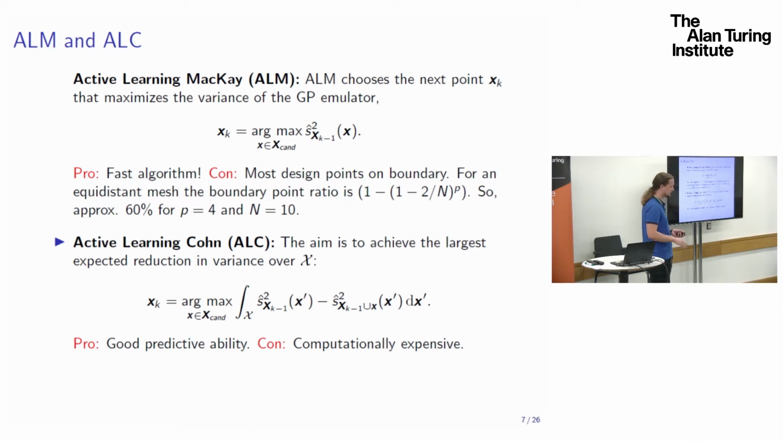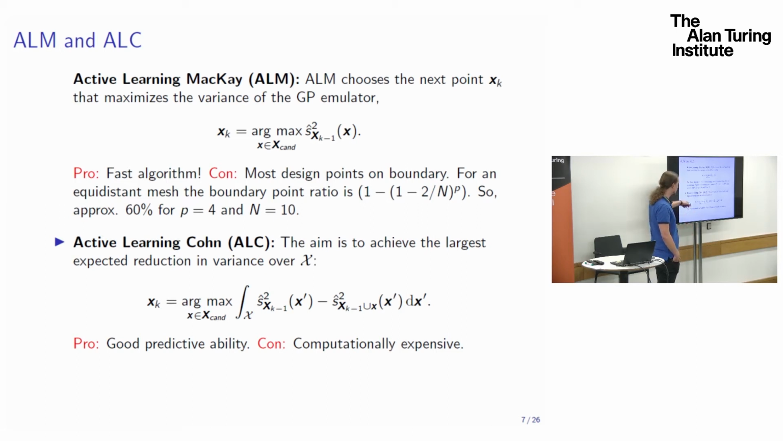The negative would be that when you, for instance, would have many points in each direction, then the number of boundary points will grow with the order of, or exponential to, p, which means that in a 4-dimensional space with an equidistant grid of 10 points in each direction, 60% of your points would be on the boundaries. So this is a kind of negative drawback because this one would pick the maximum variance that typically would be on the actual boundaries of your domain. So if most of your points are on the outside of the domain, you will not really explore the interior.